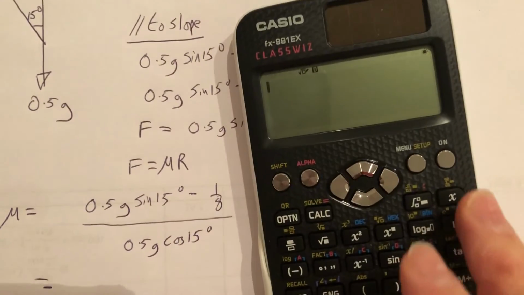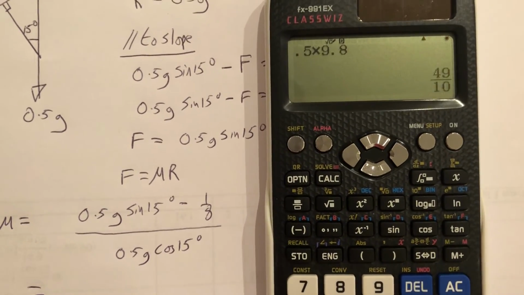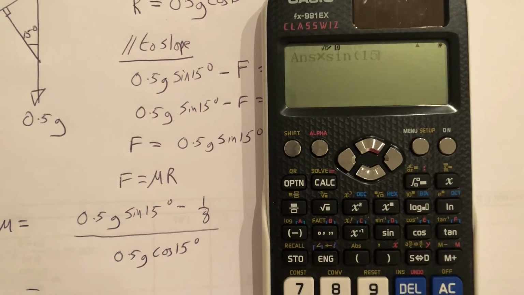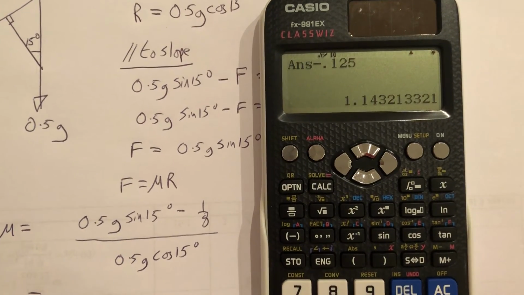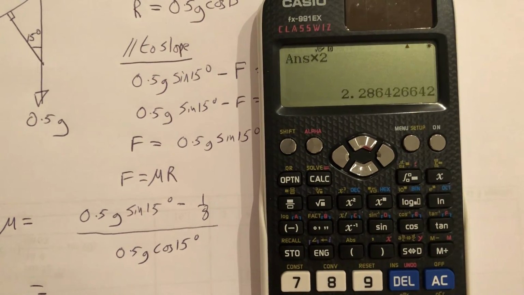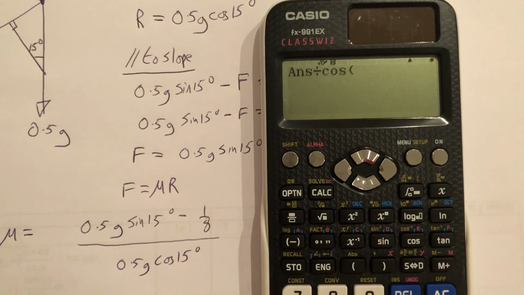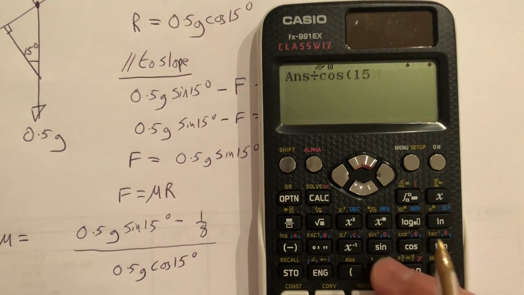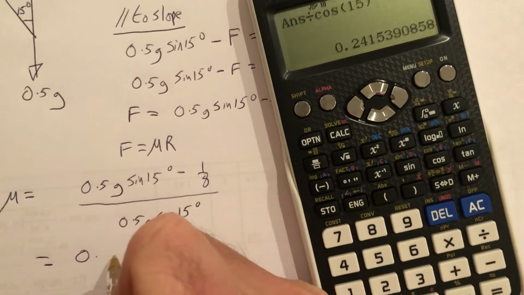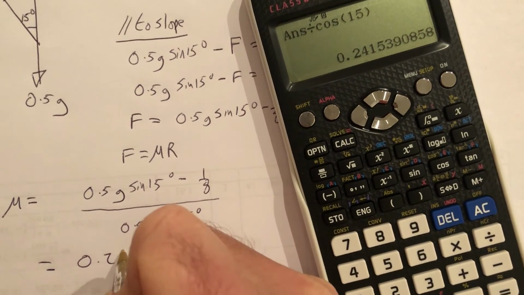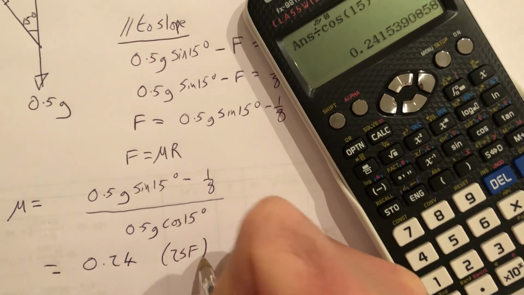So here comes my calculator. 0.5 times 9.8, I know what that is, but I'll just type it anyway, times sine 15 degrees equals, subtract 0.125 equals, okay, so divide by half, times by 2, divide by 9.8, divide by cosine 15 degrees equals, and 0.2415, and so on. To two significant figures, that will do: 0.24.